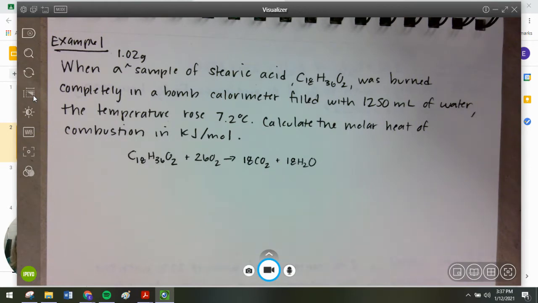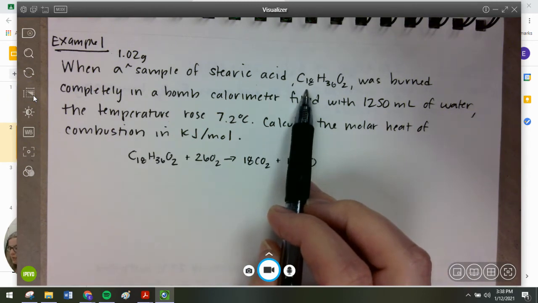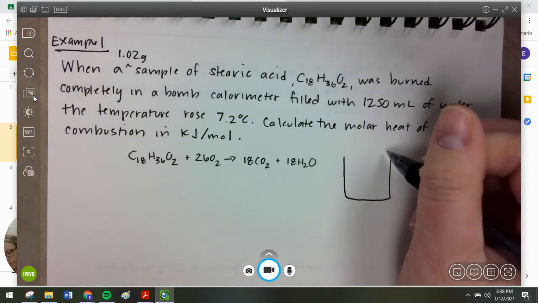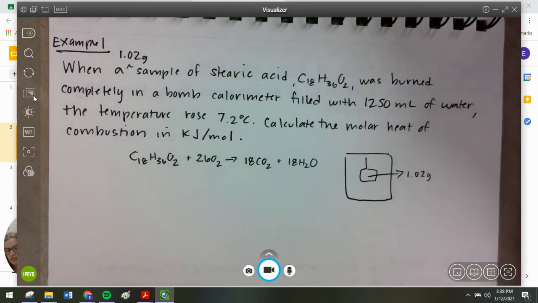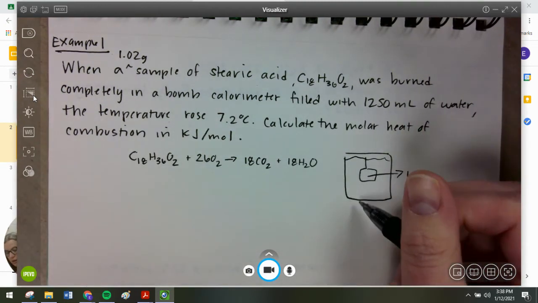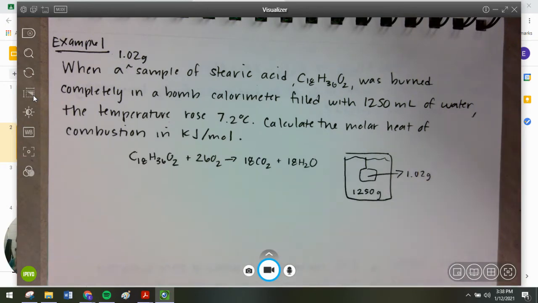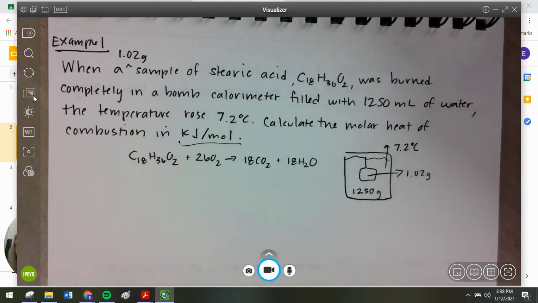When we start looking over these problems, a lot of times there's a lot of information involved. So the most important part is to start off figuring out what we're going to solve for in the end. As we read through this, we've got this stearic acid, which has this huge formula. We're putting it in a bomb calorimeter with 1,250 milliliters of water. If we draw a picture of this, we've got our bomb calorimeter. Remember, the bomb is that little container inside. We put 1.02 grams of that stearic acid inside of there. And inside my calorimeter, I've got 1,250 milliliters of water, which, if we assume the density is 1 gram per milliliter, is 1,250 grams of water. The temperature goes up 7.2 degrees Celsius, and I want to figure out kilojoules per mole for my heat of combustion.